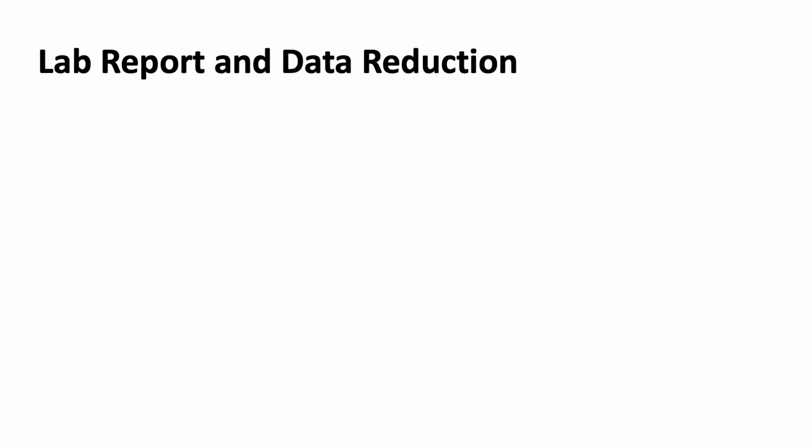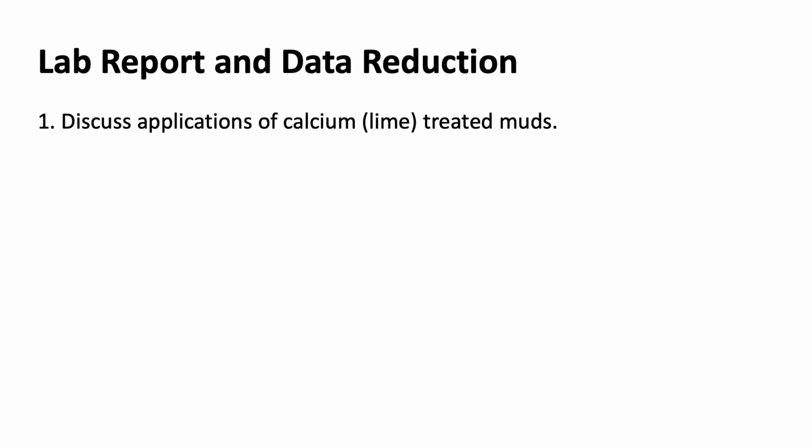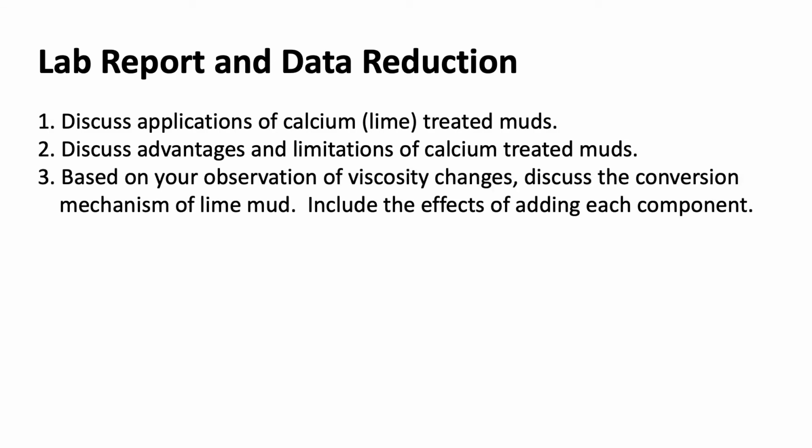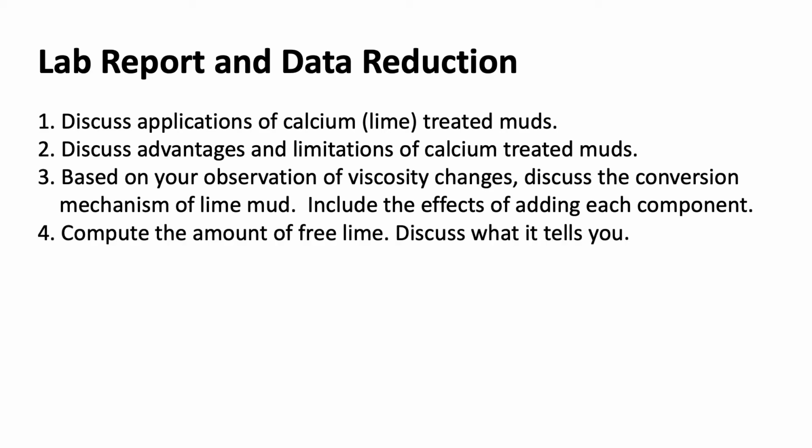For the lab report, the following questions must be answered. 1. Discuss applications of calcium or lime treated muds. 2. Discuss advantages and limitations of calcium-treated muds. 3. Based on your observation of viscosity changes, discuss the conversion mechanism of lime mud. Include the effects of adding each component. 4. Compute the amount of free lime. Discuss what it tells you.